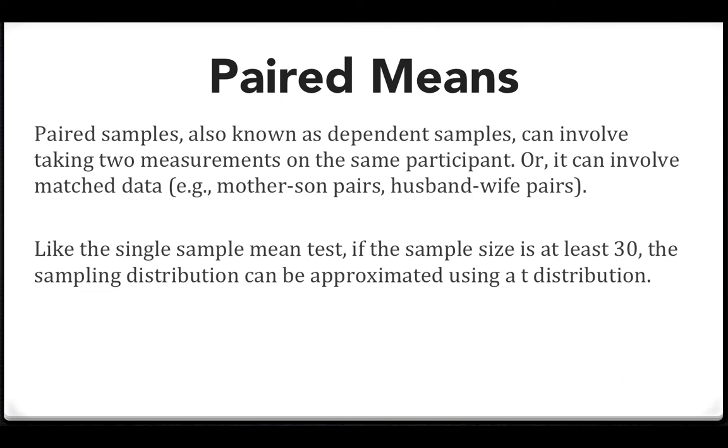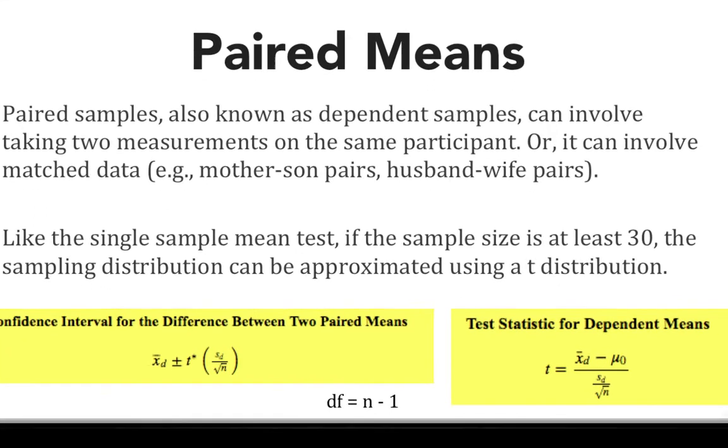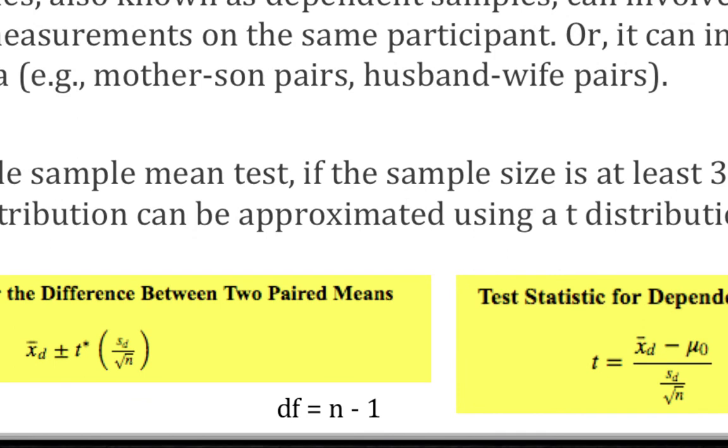Like the single sample mean test, if the sample size is at least 30, the sampling distribution can be approximated using a t-distribution. These are the formulas that we're going to use for paired means tests. Note that these are the same as the single sample mean formulas, just now you have a subscript d from the mean and standard deviation. The subscript d stands for difference. The degrees of freedom will be n-1, where n is the number of pairs.